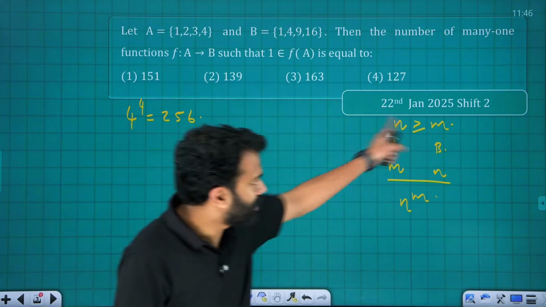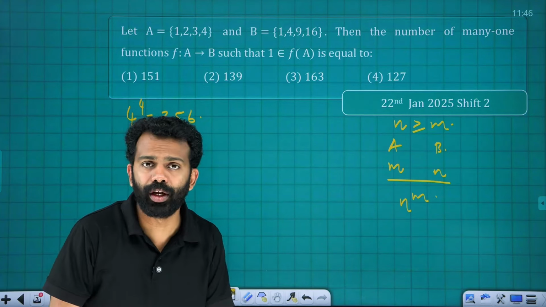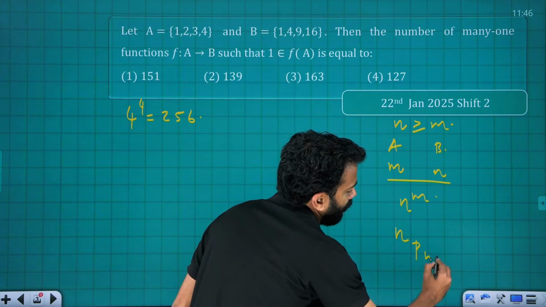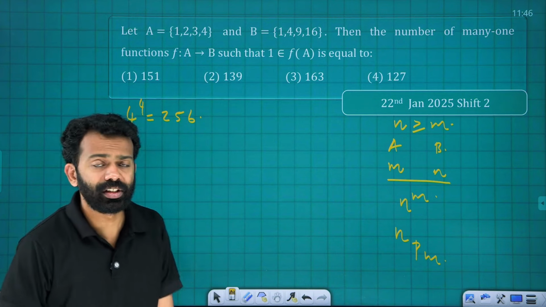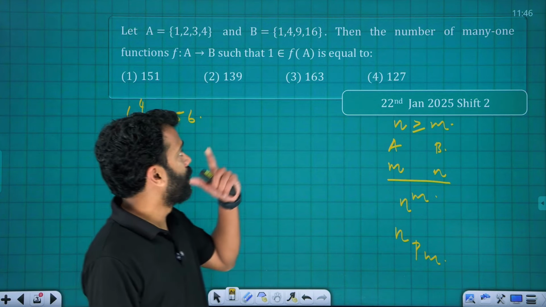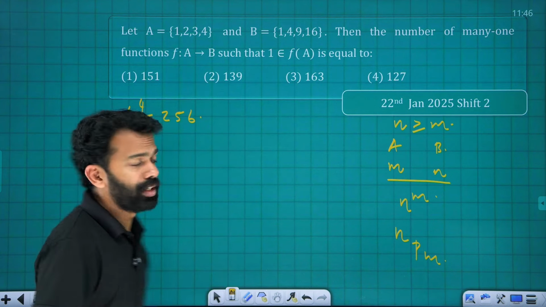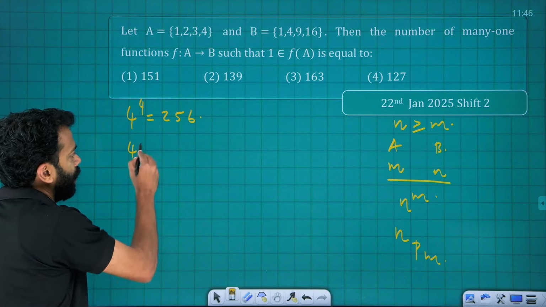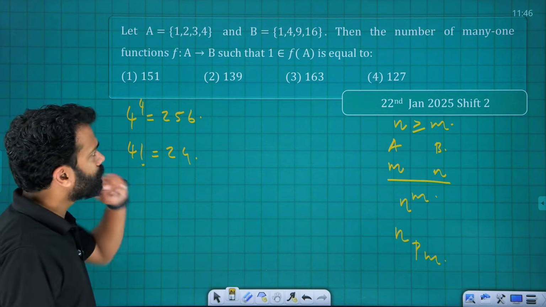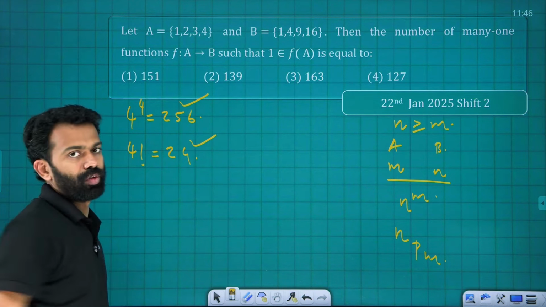So, if it is the case, then what is the number of one-one functions that is possible from A to B? It's easy actually, that is nPm. That is the number of one-one functions that is possible from A to B. Hope you got the idea here. So, what is the number of one-one functions here? That is 4P4, that is 4 factorial, that is 24. Okay, hope you got it. So, this is the total number of functions and this is the total number of one-one functions.